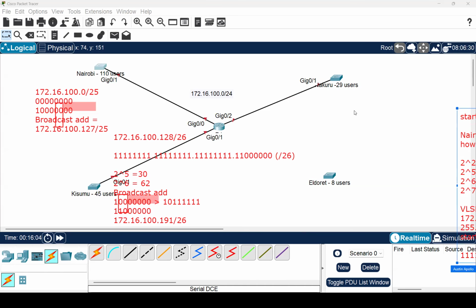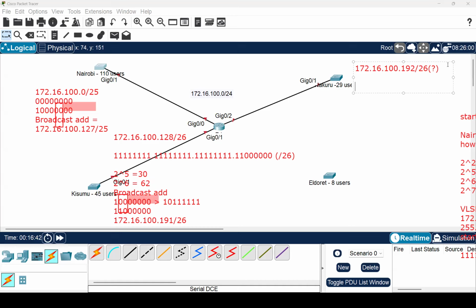Now we go to the next one, which is Nakuru. With Nakuru, we want to say what is the network address for Nakuru. The network address for Nakuru, you take the broadcast address for Kisumu and you add 1. 172.16.100.191 is the broadcast for Kisumu. You add 1, it becomes 192, and we still retain /26 for now, but there's a question mark there. What / should it be? Because we are carrying that / from the previous network, but is it the correct one? The answer is no. We need to find out if it is the correct one.